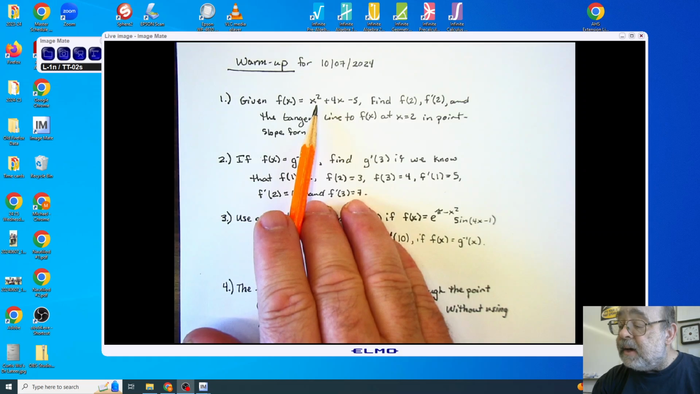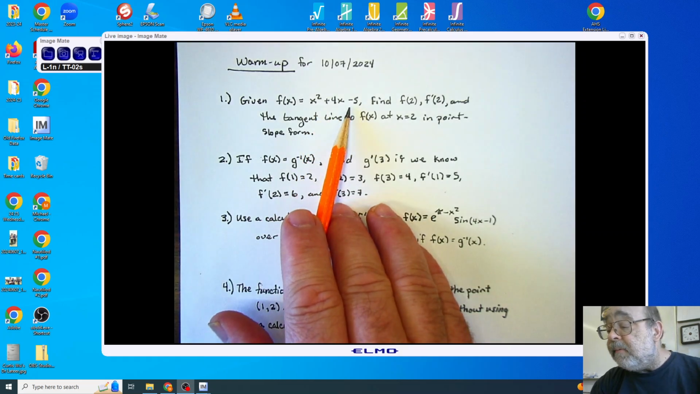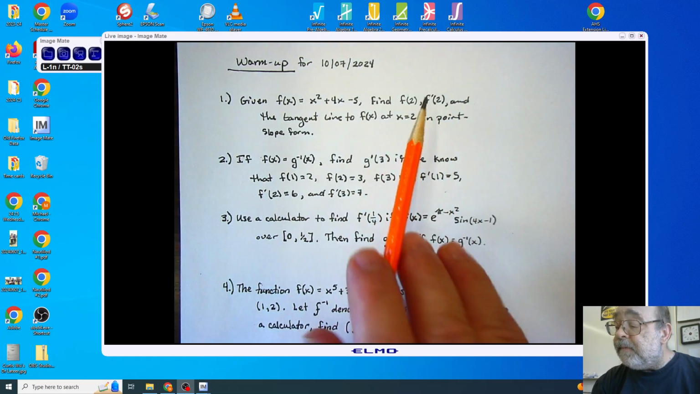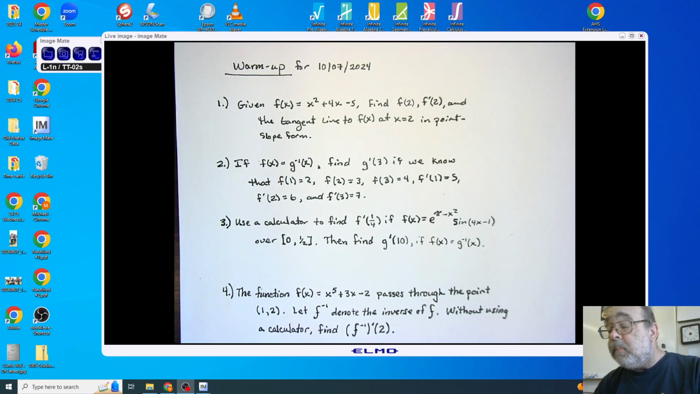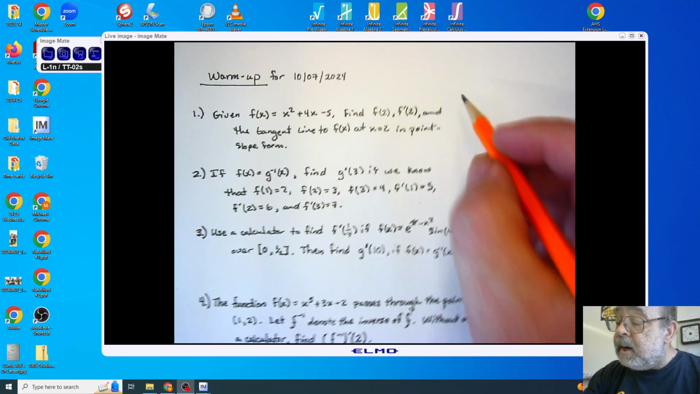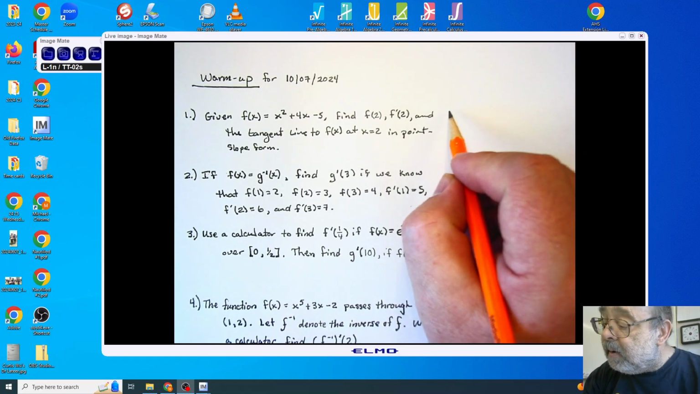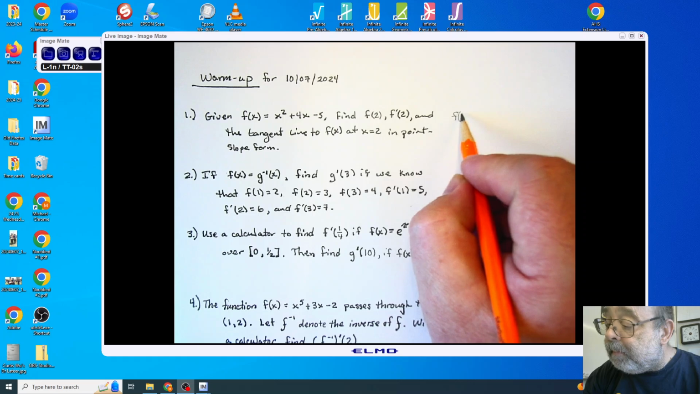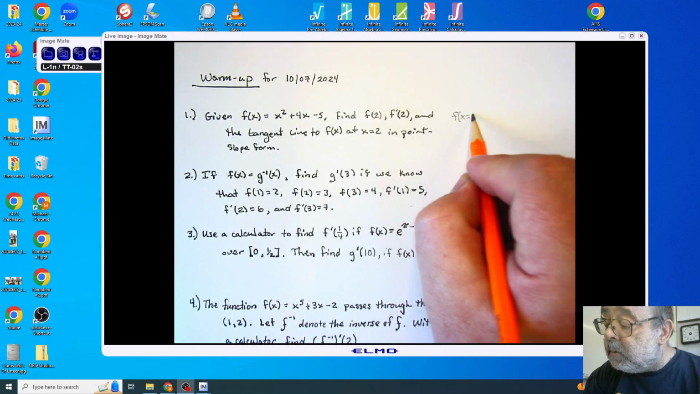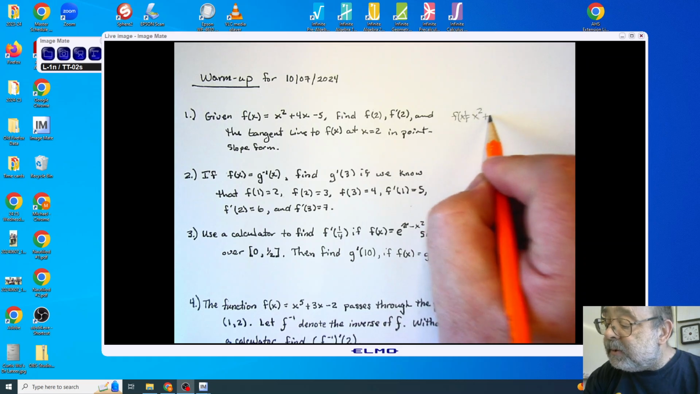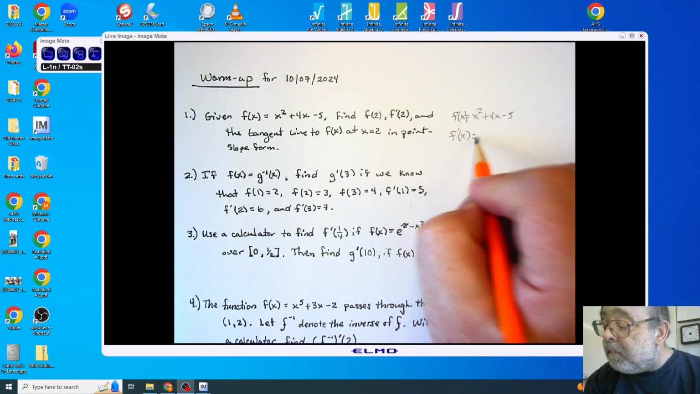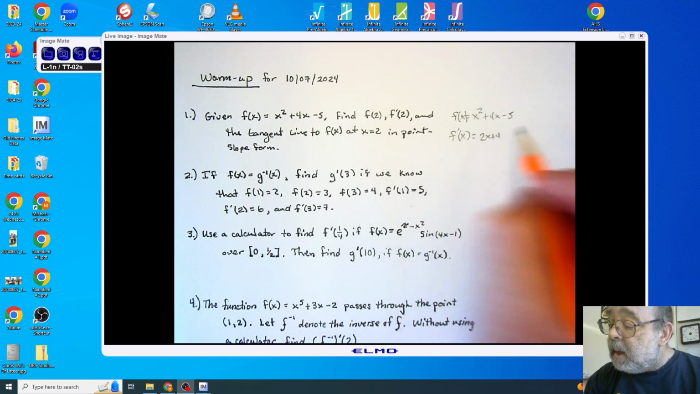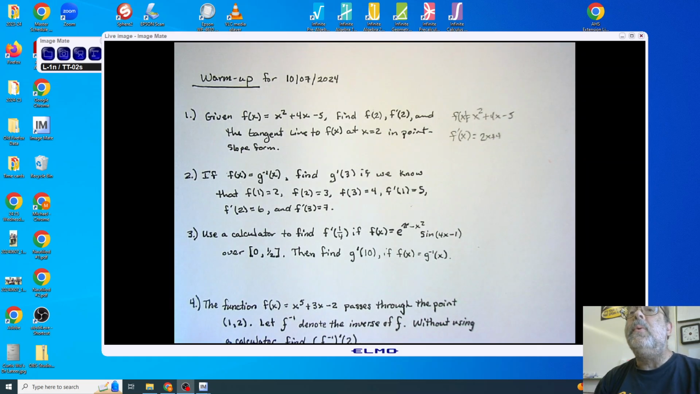If we are given f of x equals x squared plus 4x minus 5, and we are trying to find f of 2, f prime of 2, and the equation of the tangent line to f at 2 in point-slope form, the first thing I want to do is start off by just trying to figure out what is my derivative. So if I know f of x is equal to x squared plus 4x minus 5, then f prime of x is going to end up being 2x plus 4. This will allow me to now plug in the 2 that I am looking at.